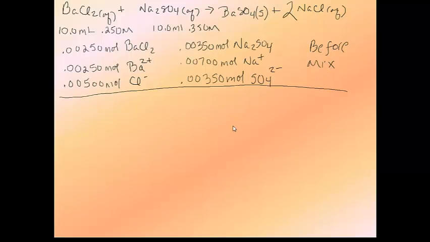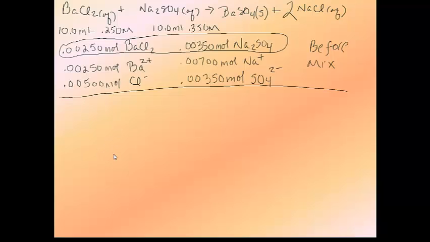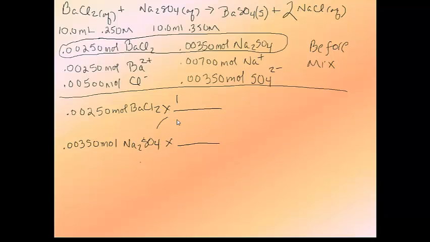Then I mix them together. So now I have a limiting excess problem. When I mix them together, I have to figure out which one of these compounds here, these are 2 reactants, which one will form the least amount of precipitate. Right here I'm going to do stoichiometry from my balanced chemical equation. It's all 1-to-1 ratios.